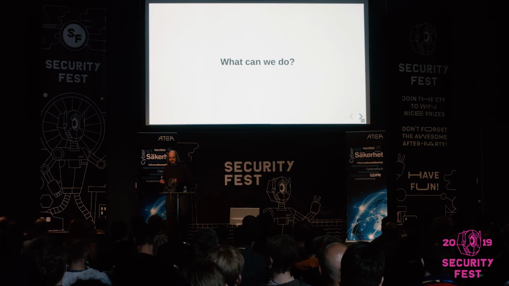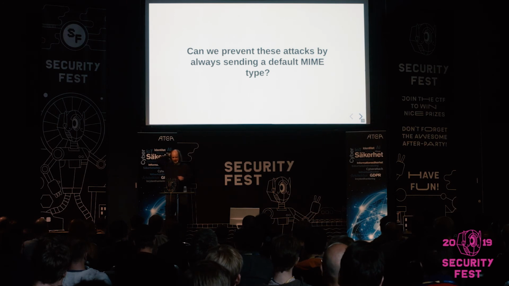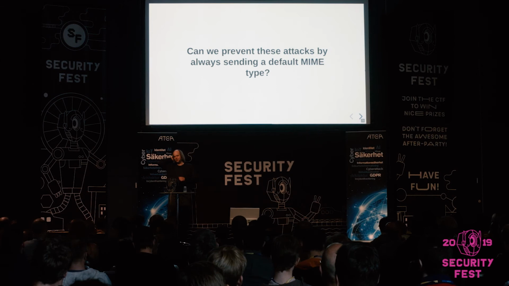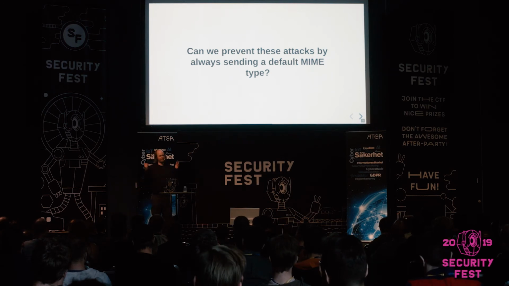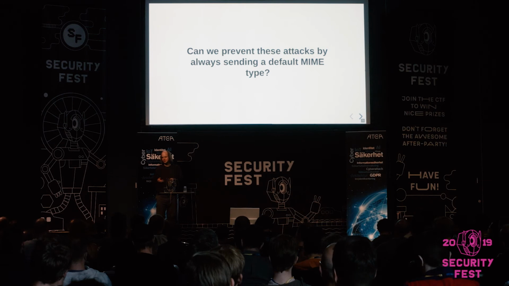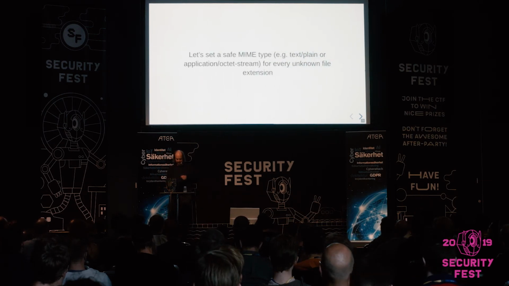Okay. What can we do about this? You might think, can we prevent these attacks if we always send a MIME type? So if we tell our web server, if you cannot identify the type of that file based on the extension, maybe just send it as text plain, because that should be safe. So let's set a safe MIME type for all the unknown files.